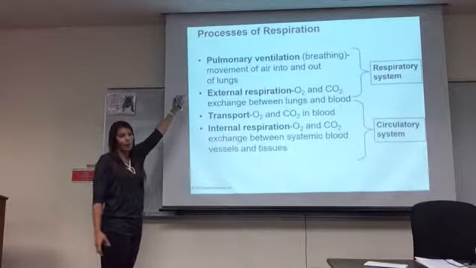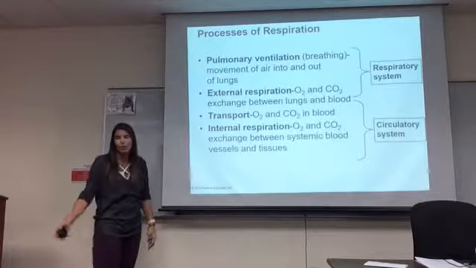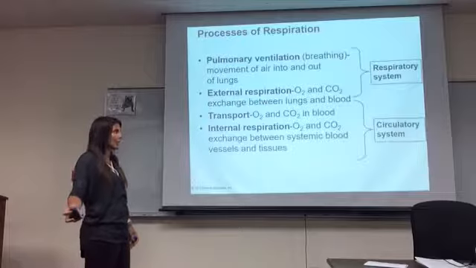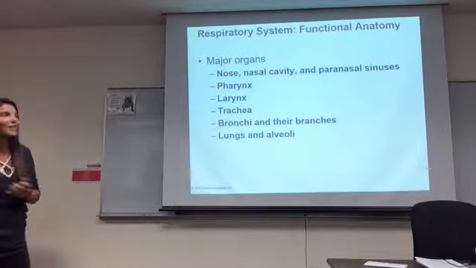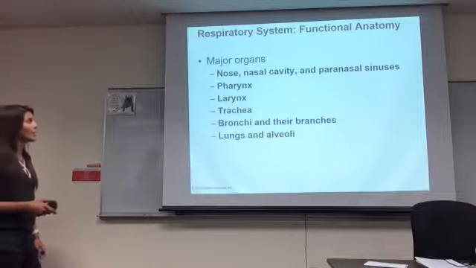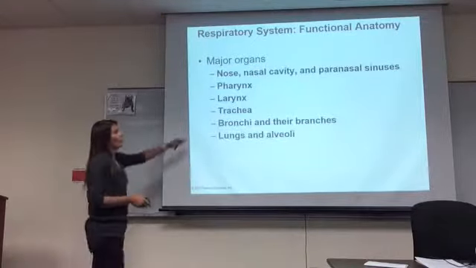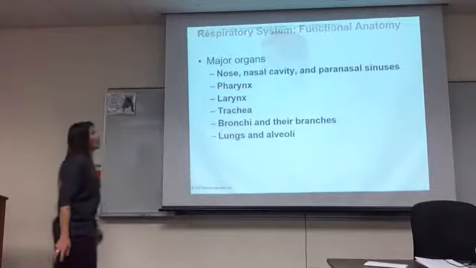So pulmonary is talking about going into the lungs. And transporting blood is just transporting oxygen and carbon dioxide in the blood itself. The major organs of the respiratory system, and we're going to go into each in detail, are the nasal cavity, the pharynx, the larynx, the trachea, the bronchi and all their branches, and then the lungs and the alveoli.